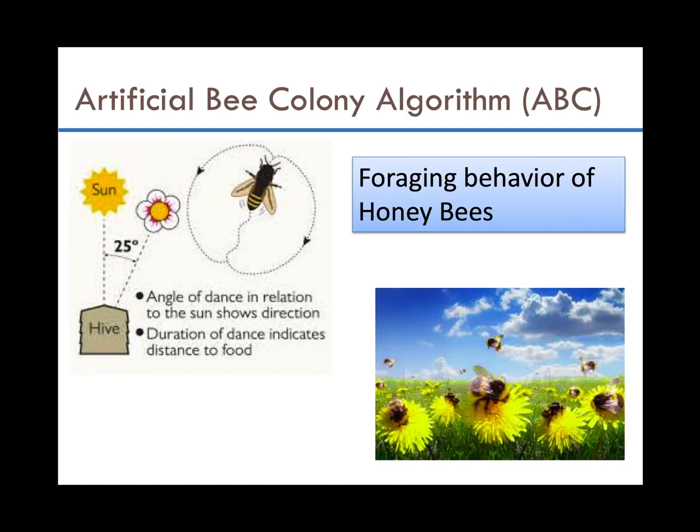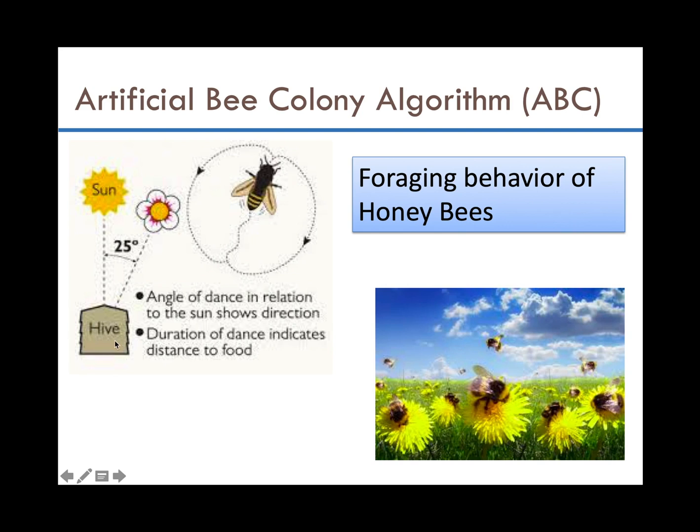Another popular algorithm is the artificial bee colony algorithm, which was developed by Karaboga and his colleagues. This is based on the foraging behavior of honeybees. Honeybees have a very special kind of foraging behavior. When they move to the field to collect nectar, they collect the nectar from a flower, fill their stomach, and return to the hive.